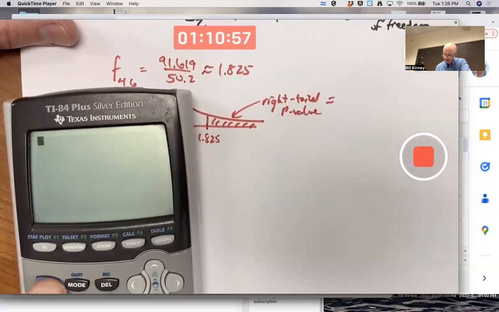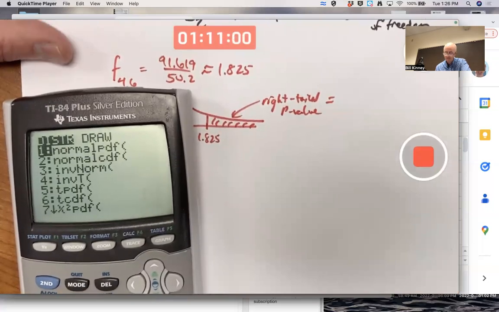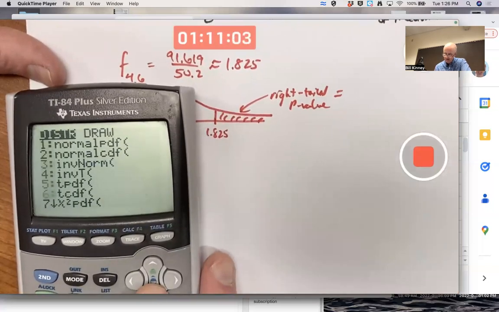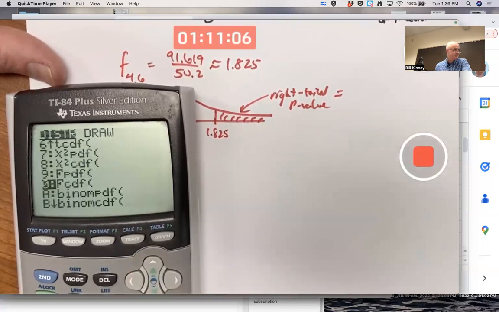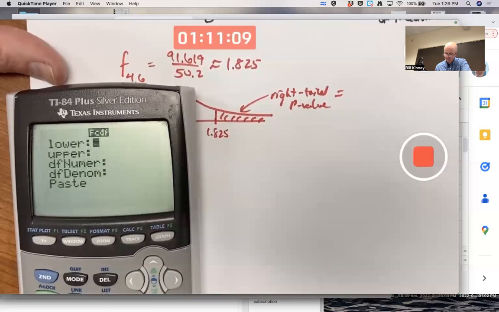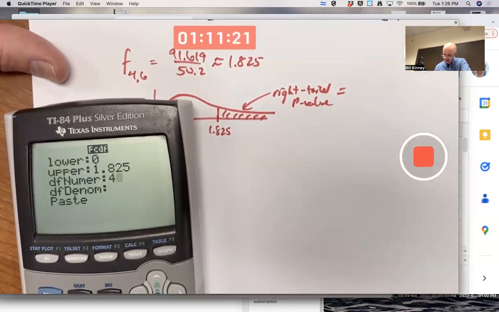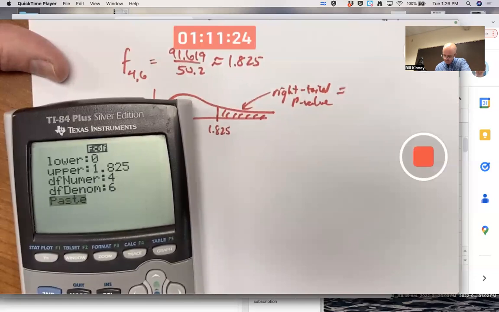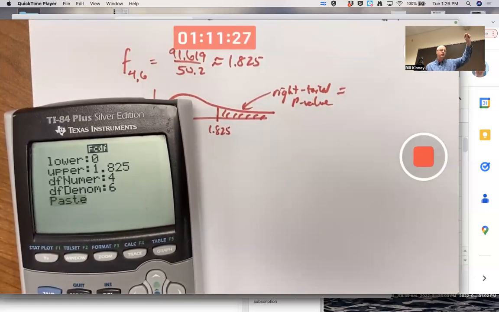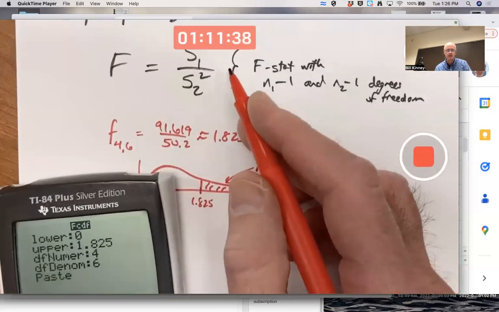On a calculator, you want to use your distribution menu. FCDF. This will compute the area to the left of 1.825. Numerator degrees of freedom is the 4. Denominator degrees of freedom is the 6. There's a degrees of freedom associated with the numerator and one with the denominator, n1 minus 1 and n2 minus 1, where again, the convention is to put the bigger one on top as far as the variance itself goes, not the degrees of freedom necessarily being bigger.